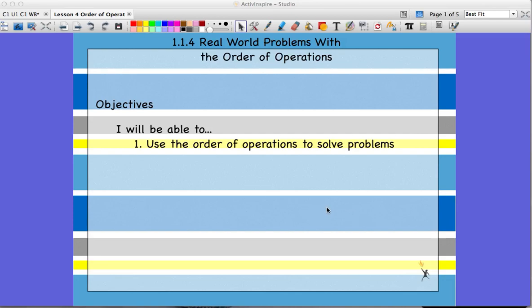Welcome to Lesson 114, Real-World Problems with the Order of Operations. Today's objective: I will be able to use the order of operations to solve problems.